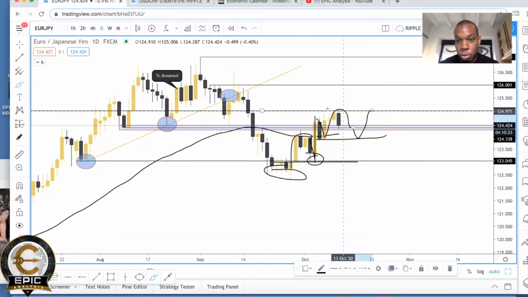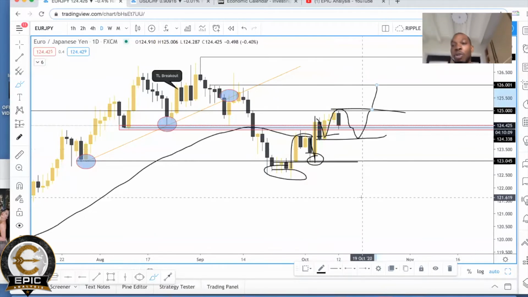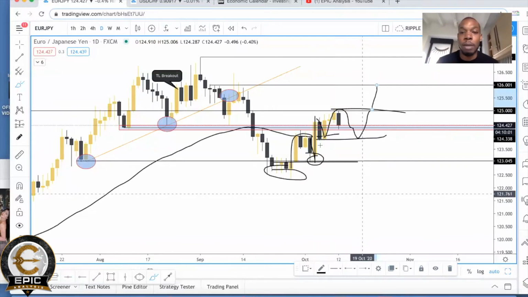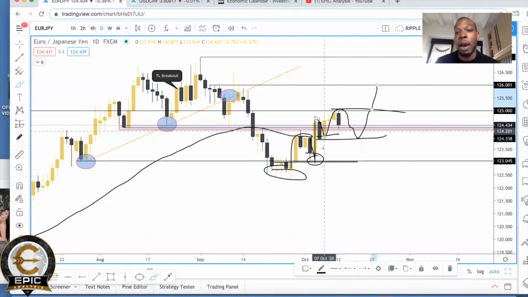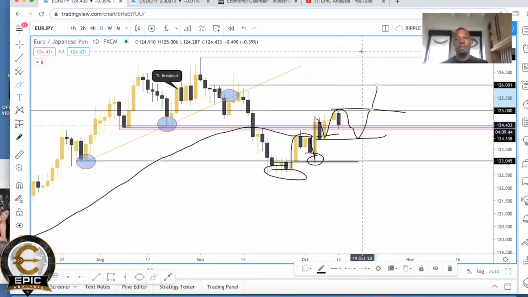A break and a hold above 125 will more than likely push this pair 100 to 200 pips to the upside, putting EJ at the 126 to 127 resistance. If you know me, Euro JPY is one of my favorite pairs because it likes to move in 100 to 200 pip increments all the time. So you can easily catch 100, 200 pips once you understand the tendencies of this pair. Just like I said about this breakout, if I see it pull back and hold at any of these levels, then I'm going to look for heavy buys up until probably 126 to 127.